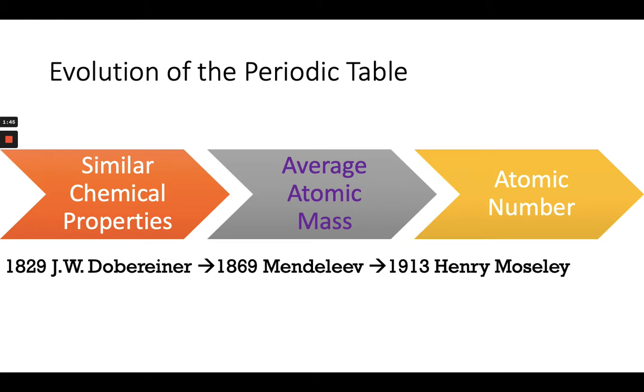So you may want to fill in your notes where those arrows are, each one of the notations: similar chemical properties, average atomic mass, and average atomic number.